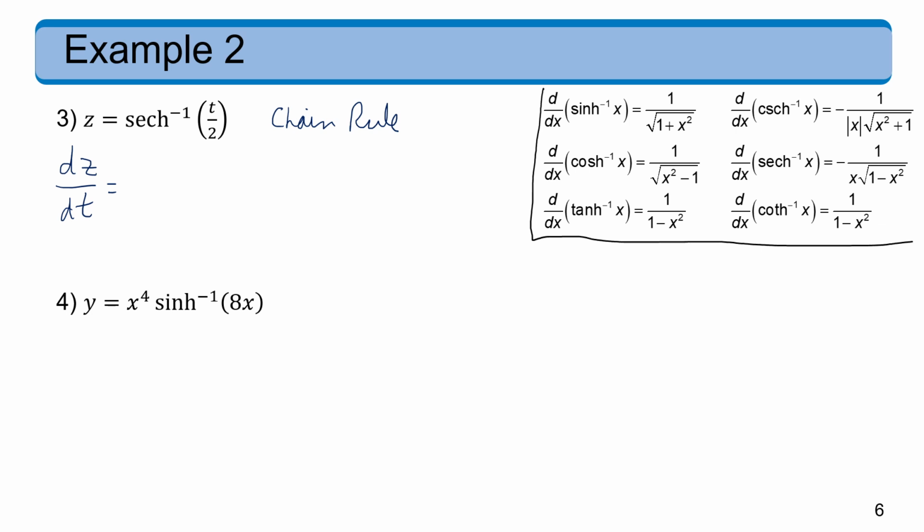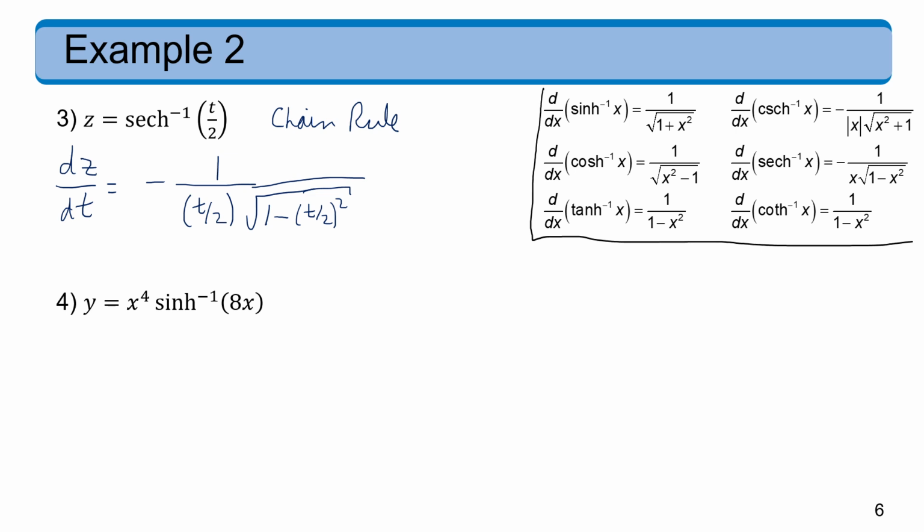So our outer function is the inverse hyperbolic secant. So if you look at the formula over to the right, we see negative and then a fraction, numerator 1. Now in the denominator, x appears twice. Both of those x's get replaced with our inside part, which in this case is t over 2. So we have a t over 2 in front, and then square root 1 minus t over 2, which is then squared.